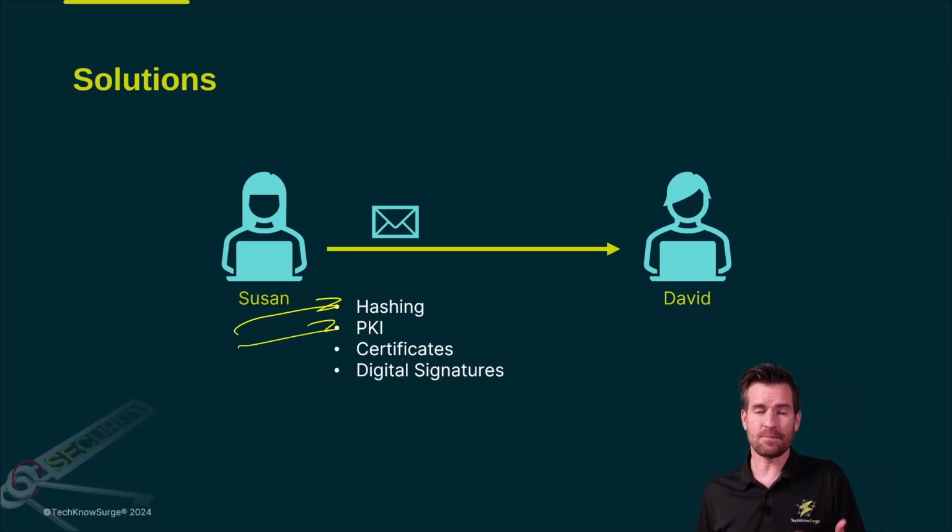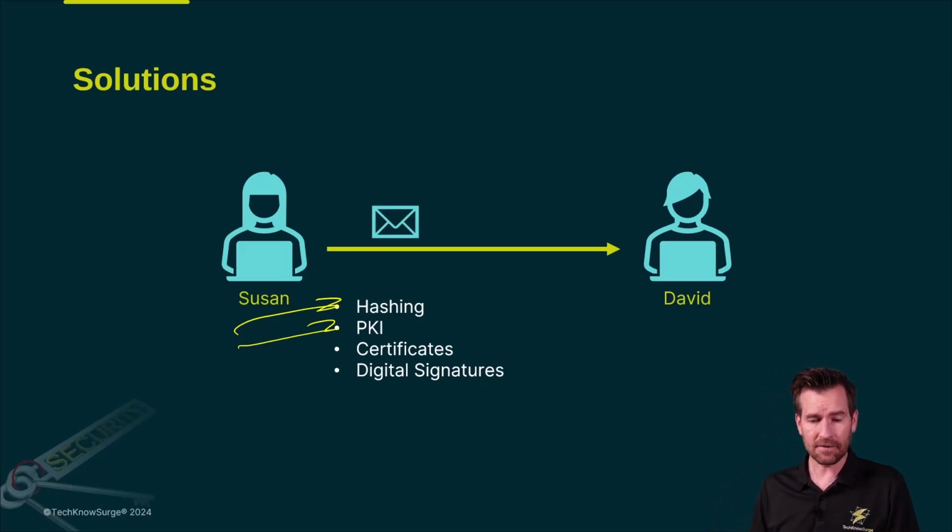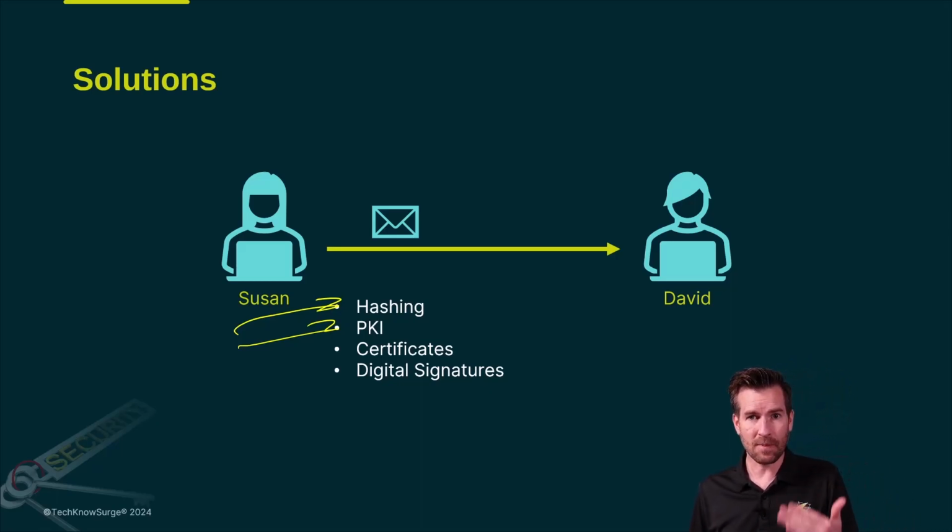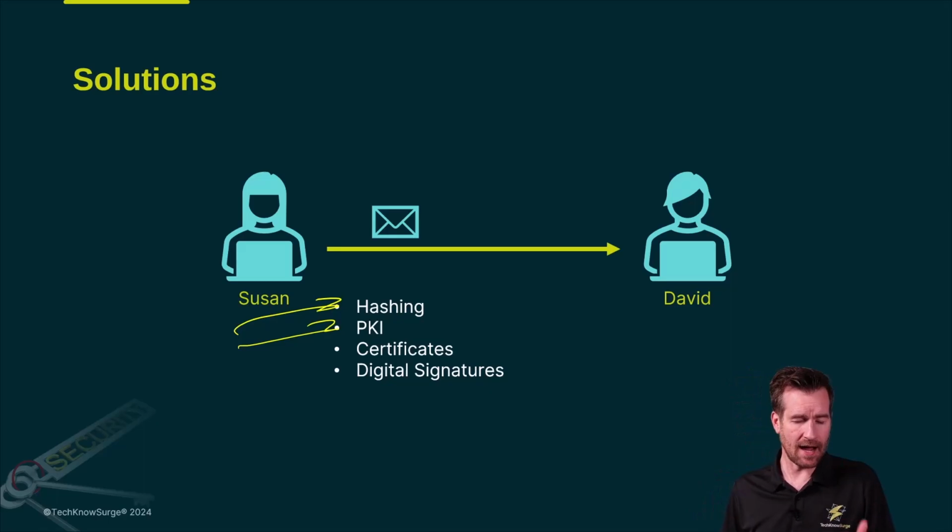Public key infrastructure uses public key cryptography to implement it, and we'll talk a little more about that in a future video. And then things like certificates, being able to use certificates to confirm somebody's identity, or digital signatures. These are all solutions that we'll be covering more in future videos.